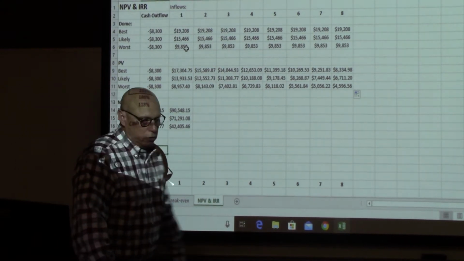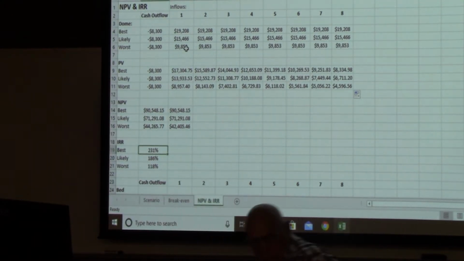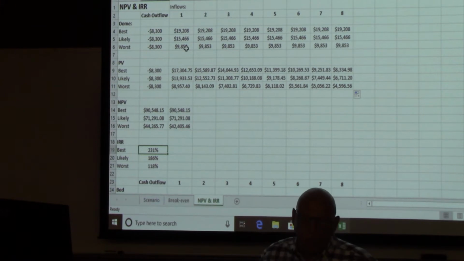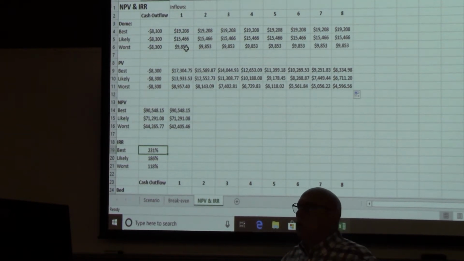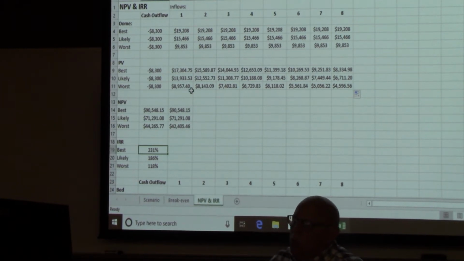And we are going to tackle question number 3, which involves computing the internal rate of return and net present value for each project. So let's start with the dome. And I've already created a spreadsheet for the dome.